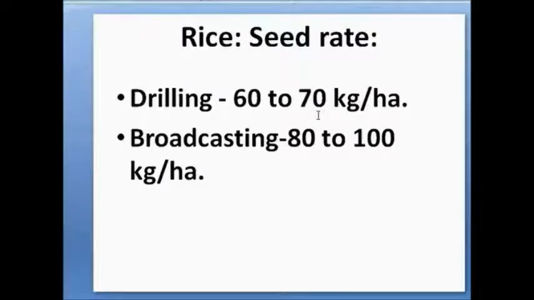But generally the drilling method is followed, where the seed rate is also comparatively less. Again in wet cultivation, seed rate goes down. Means as per the number of plants to be grown, the seed rate depends. If seed rate is more, means plants are more.